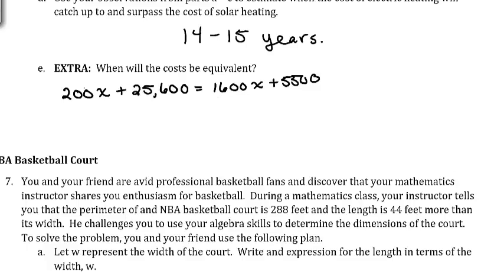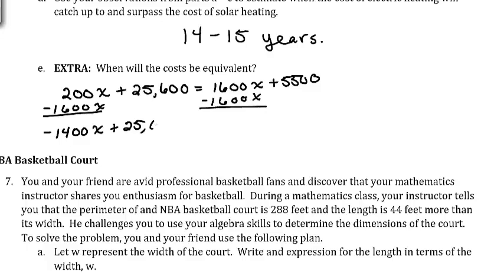So if I want to get all of the variables over here on the left, I need to undo this 1600x, and the opposite of a positive 1600x is a negative 1600x. So I'm going to subtract 1600x from both sides. And 200 minus 1600 gives us a negative 1400x, and then we have plus 25,600, and it's equal to 5,500. Now we're getting all the plain old numbers on the right, and the opposite of adding 25,600 is subtracting it.